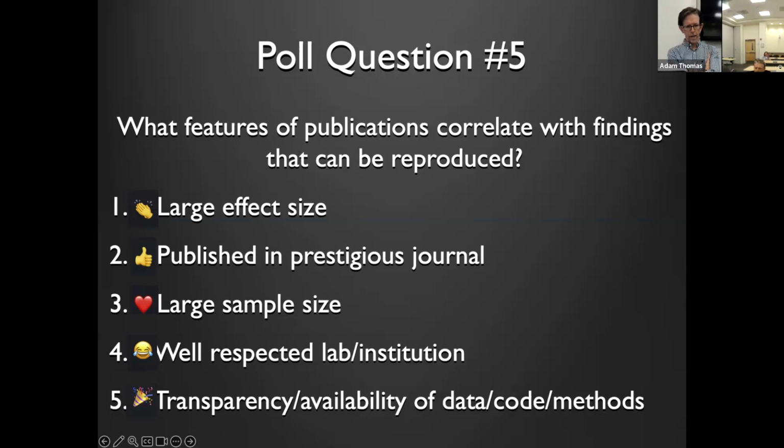Number 1 is large effect size. Number 2, published in prestigious journals. I guess we've already kind of given that one away. Number 3, large sample size. Number 4, well-respected lab or institution. Or 5, transparency, availability of data, code, and methods.